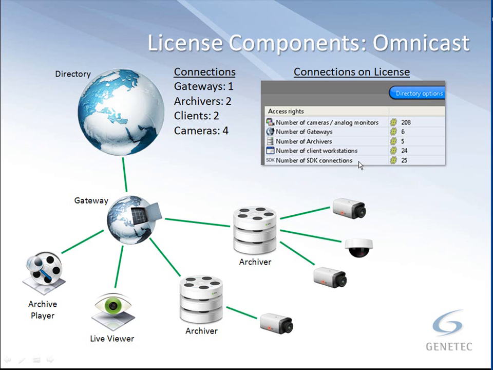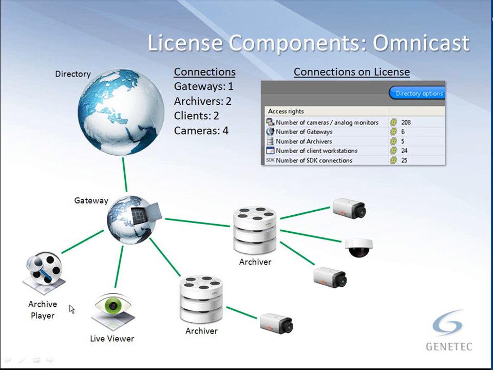Now, the two main components of the directory license that are very important are our client connections and our camera and analog monitor connections. The client connections limit how many client workstation applications can connect to the system. So if a workstation is running both the live viewer and the archive player, that counts as two connections. However, the client software can be installed on as many PCs as you would like. Only the active connections are counted.